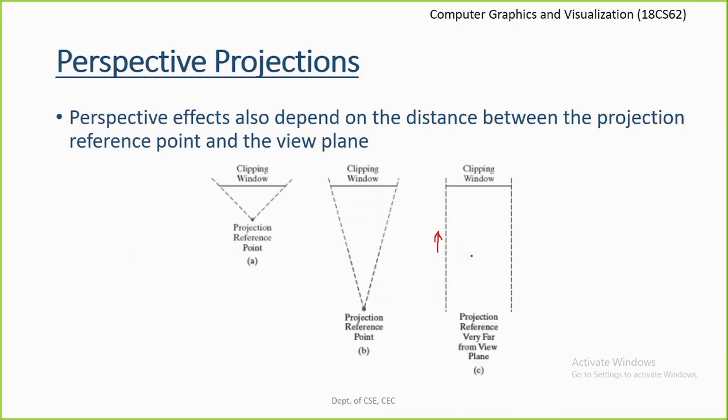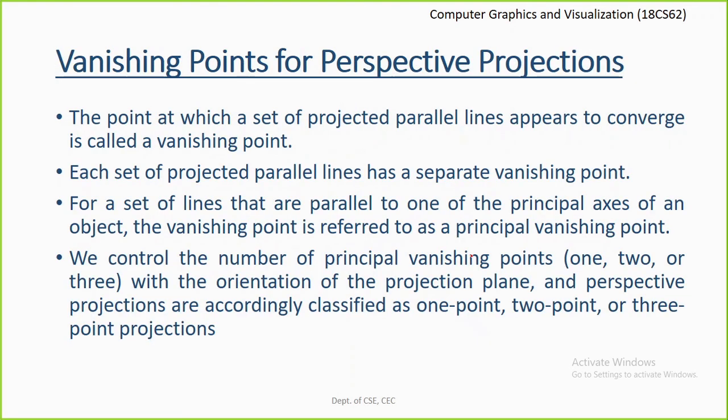Right? That is about the different things we need to consider whenever we are trying to project an object using the perspective projections. Now let us try to understand something called vanishing points. The point at which a set of projected parallel lines appears to converge is called the vanishing point. So we have a point where all the projected parallel lines converge, the point of convergence. There's one more name for it, we call it a vanishing point.